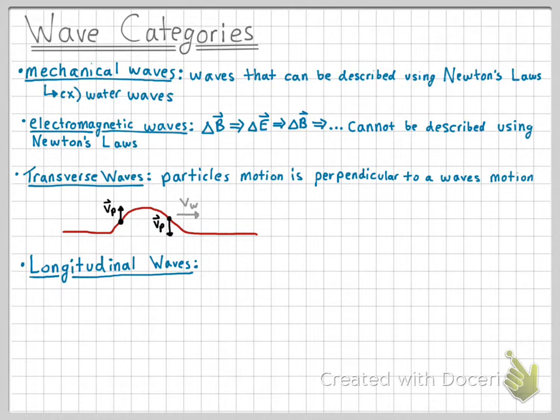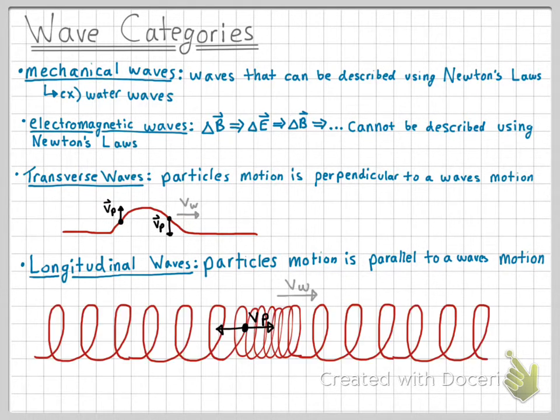So next we're going to talk about longitudinal waves. Longitudinal waves are when the particle's motion is parallel to the wave's motion. A compressed spring is a great example of longitudinal waves. The spring loops move in the same direction as the overall wave.